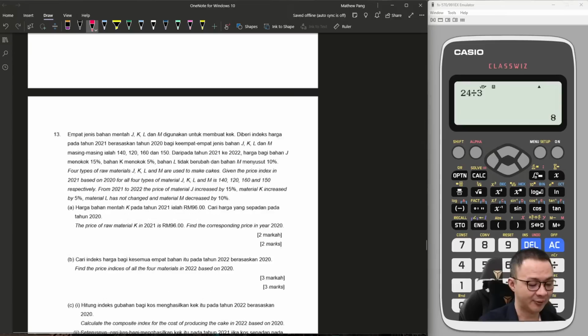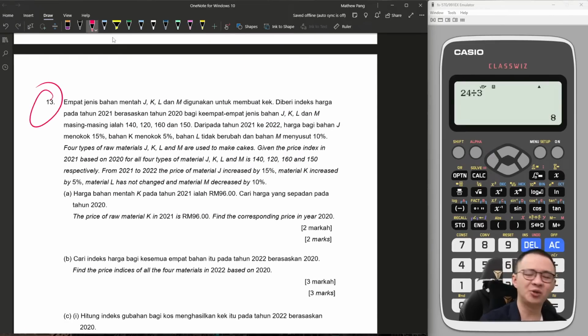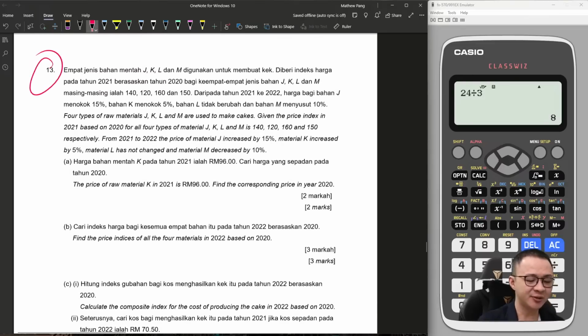Cool. Come, one more. Okay, this question is a bit weird. I don't know if I want to call it a K-bar or not, because this is the first time I see an index number that doesn't give a weightage. Normally they want you to find the composite index, so they must give you a weightage. Whenever they don't give you a weightage, we will just assume the weightage value is 1 for each.